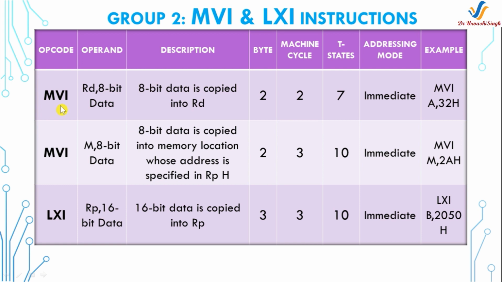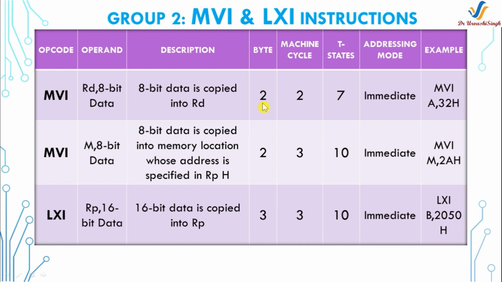The opcode is MVI and the operands are the general purpose register and 8-bit data. In this instruction, the 8-bit data will be copied into this destination register. For example, MVI A, 32 hex. So in this instruction, the 32 hex will be copied into the accumulator.